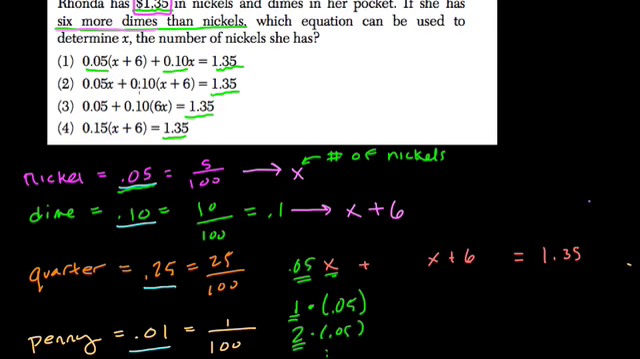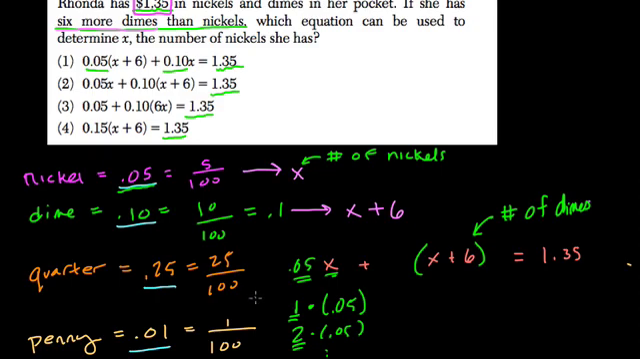But let's go a little bit further. Why does it say 0.1 times x plus 6? Well, x plus 6, Tim, what does that represent? X plus 6 represents the number of dimes. We know that from the problem because it tells us you have 6 more dimes than nickels.